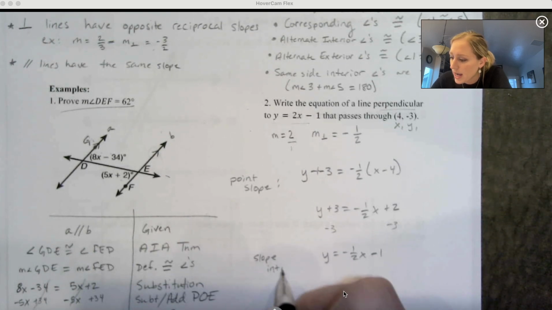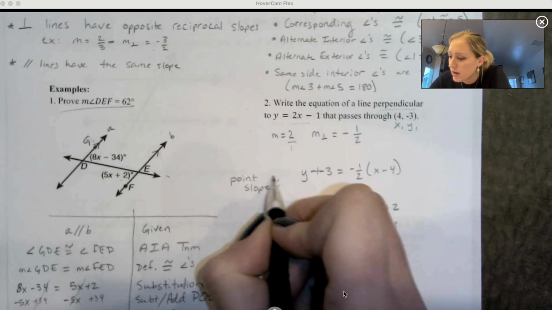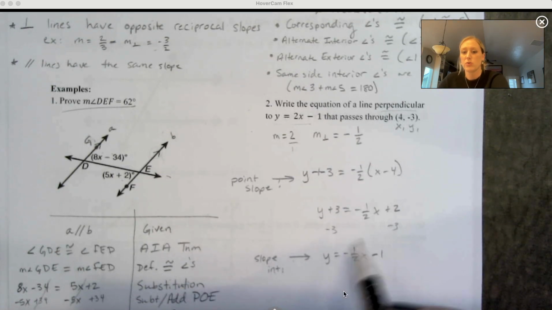So depending on how you are asked for the answer, you might need one or the other. If they don't specify, you could do either one.